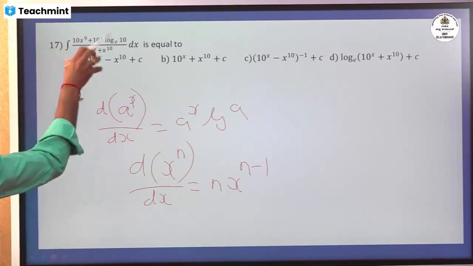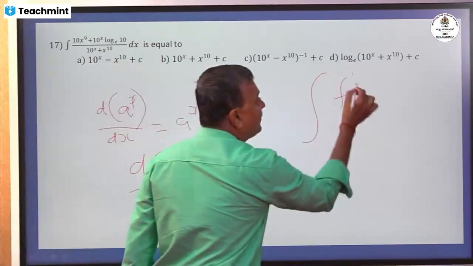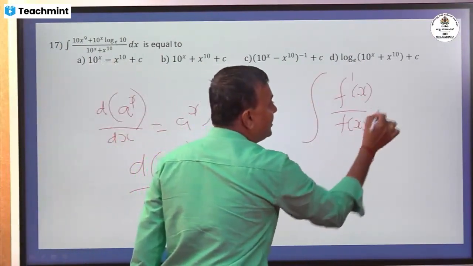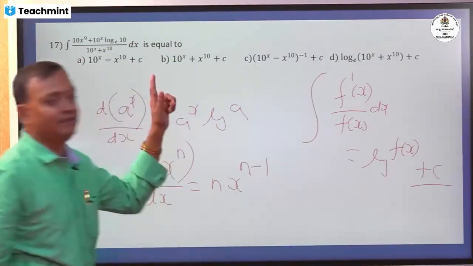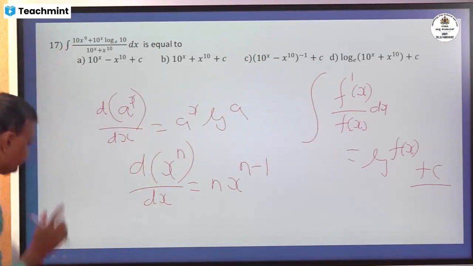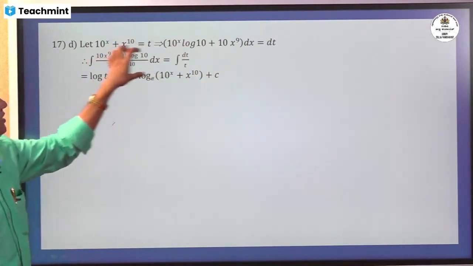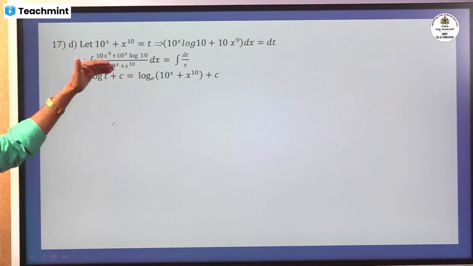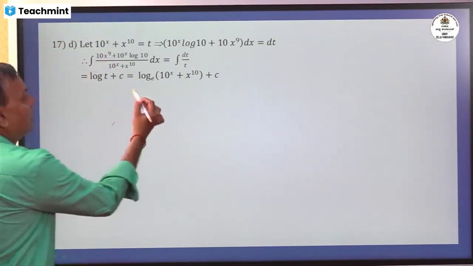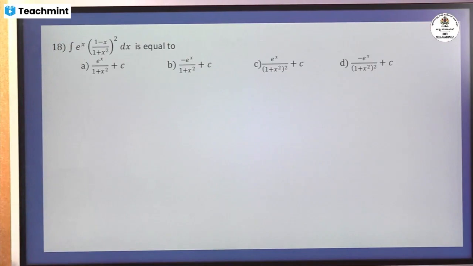So the numerator is the derivative of the denominator. I have already said this in the integration class: integral of f dash of x by f of x dx is log of f of x plus c. Correct? You need not take it like this, there is no need for substitution here, you can do it directly. As I said, numerator is the derivative of denominator. So answer is log of denominator plus c. So 17th answer is D. Next, 18th question.